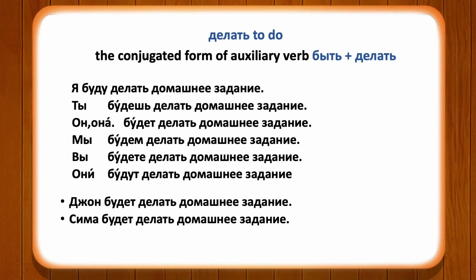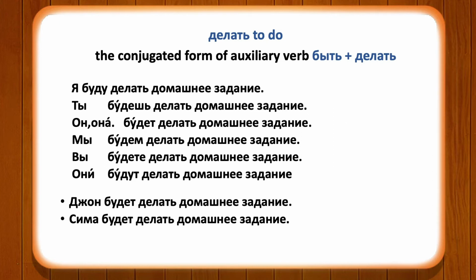Ты будешь делать домашнее задание. You will do, you will be doing the homework. Он будет делать домашнее задание. It means he will be doing the homework or he will do the homework. Она будет делать домашнее задание. It means she will be doing the homework or she will do the homework. Мы будем делать домашнее задание. We will do the homework or we will be doing the homework.